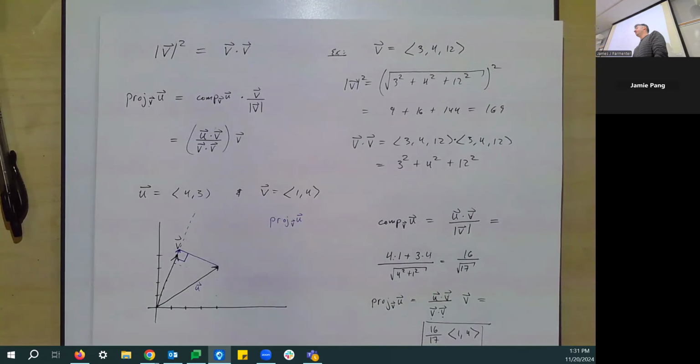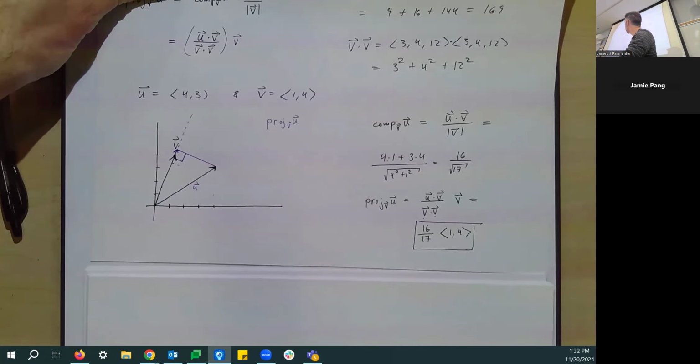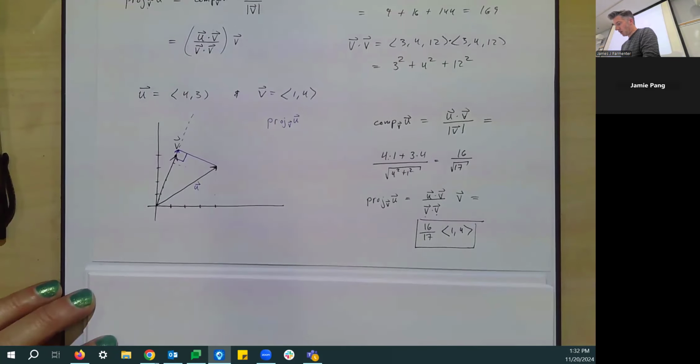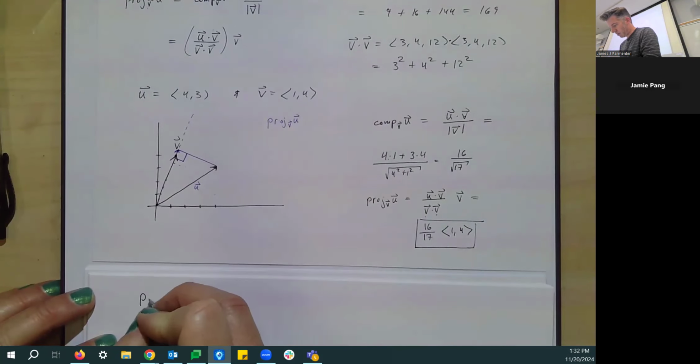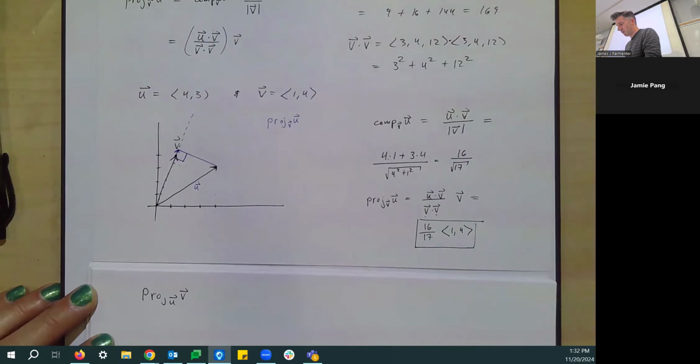Let's do the better one, which is the other projection, the projection of V onto U. I will point out the picture is going to look a bit different. I mean, it's still going to be the same two vectors, which I'll try to draw better to scale here.